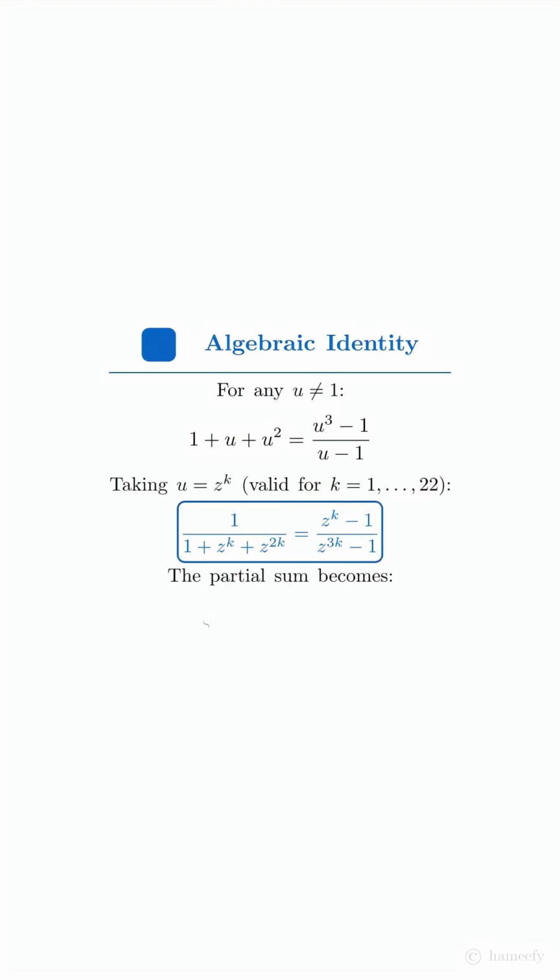For any u different from 1, we have 1 plus u plus u squared equals u cubed minus 1 over u minus 1. Taking u equals z to the power of k, we can flip this identity. 1 over 1 plus z to the power of k plus z to the power of 2k equals z to the power of k minus 1 divided by z to the power of 3k minus 1. Substituting into the sum gives this rewritten form.